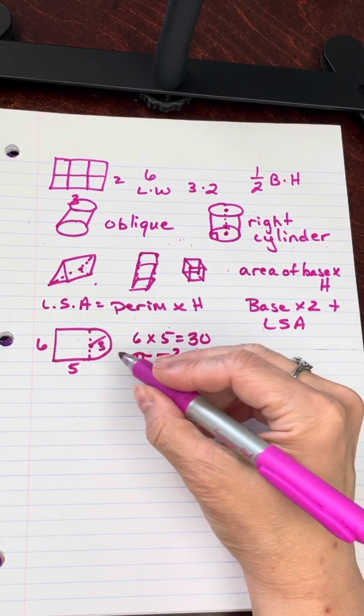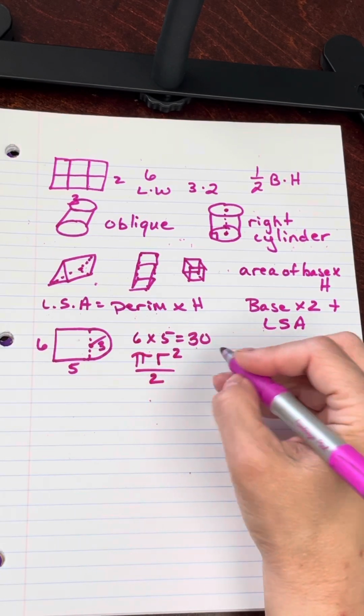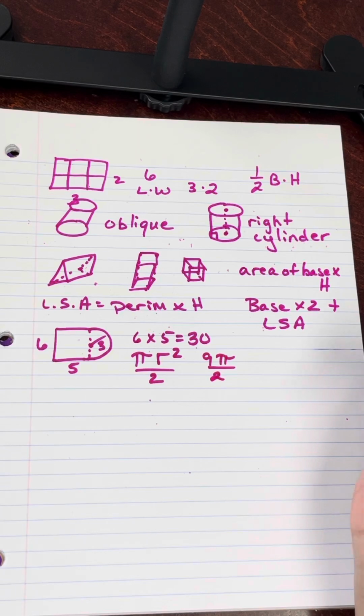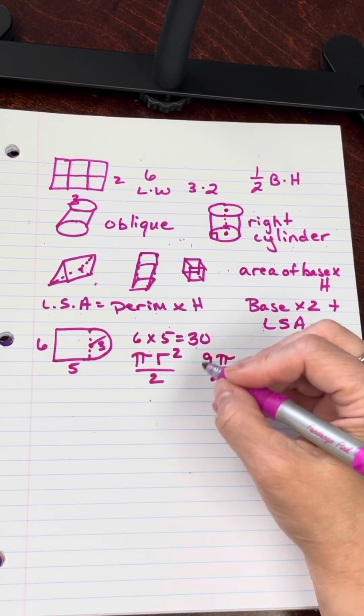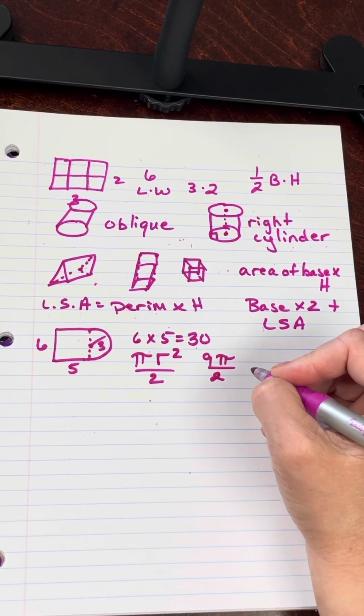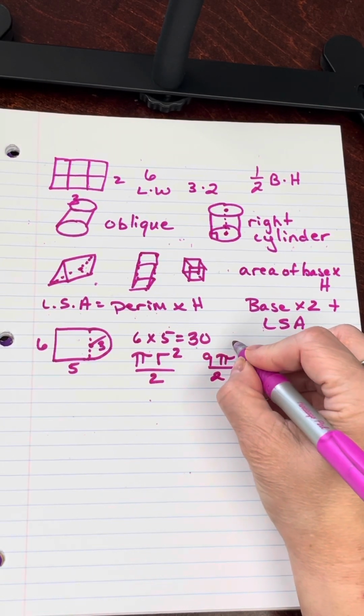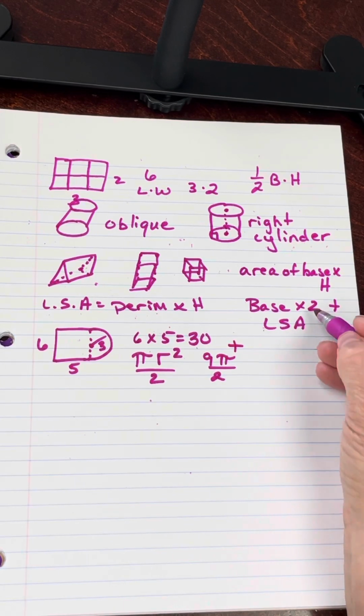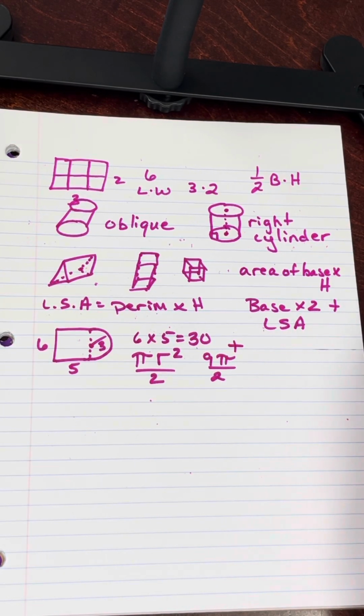And what was our radius? 3. 3 squared is 9. So basically now we have 9 pi over 2. And we're going to want to do that on our calculator to turn it into a decimal number so that we can add it with the 30 and now have the area of the base. You'll double that base and then we'll work on the lateral surface area.